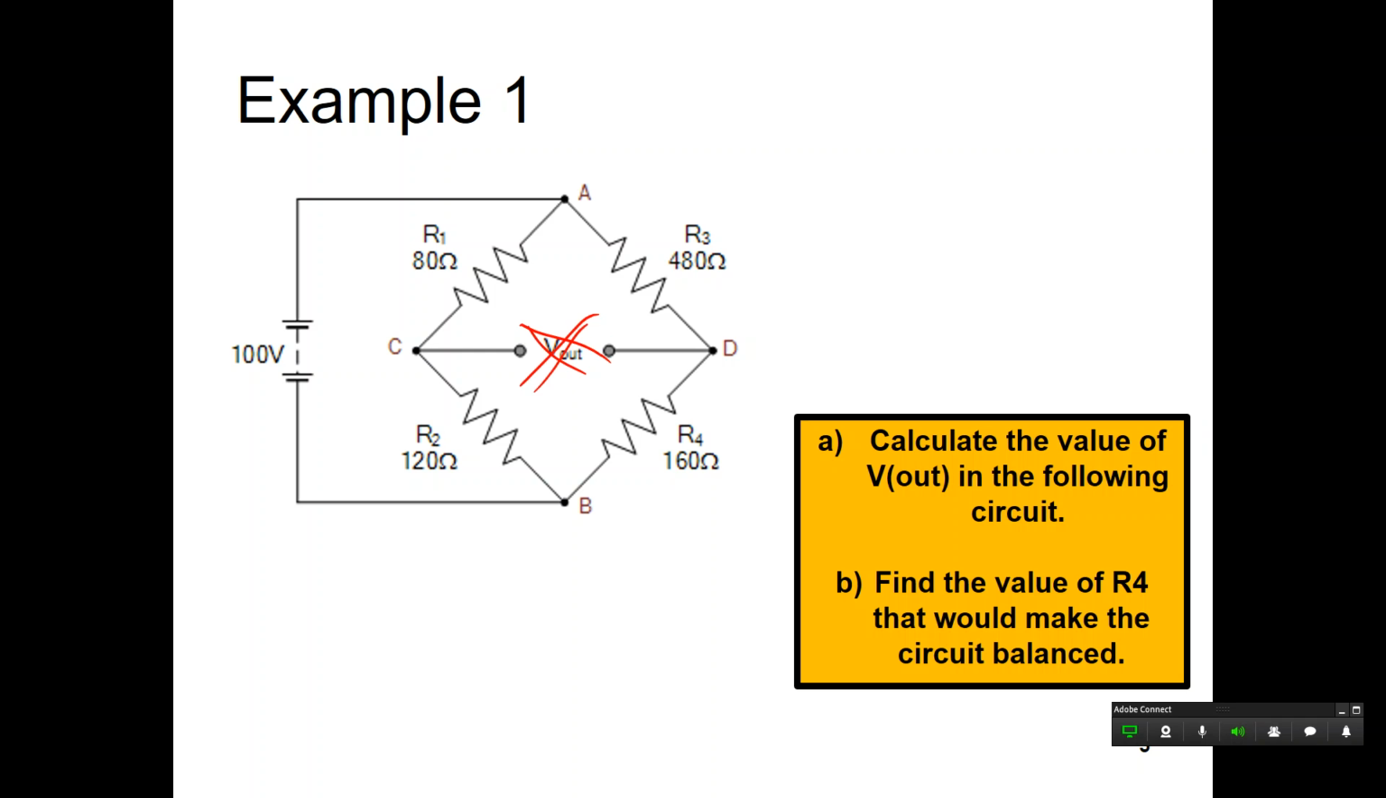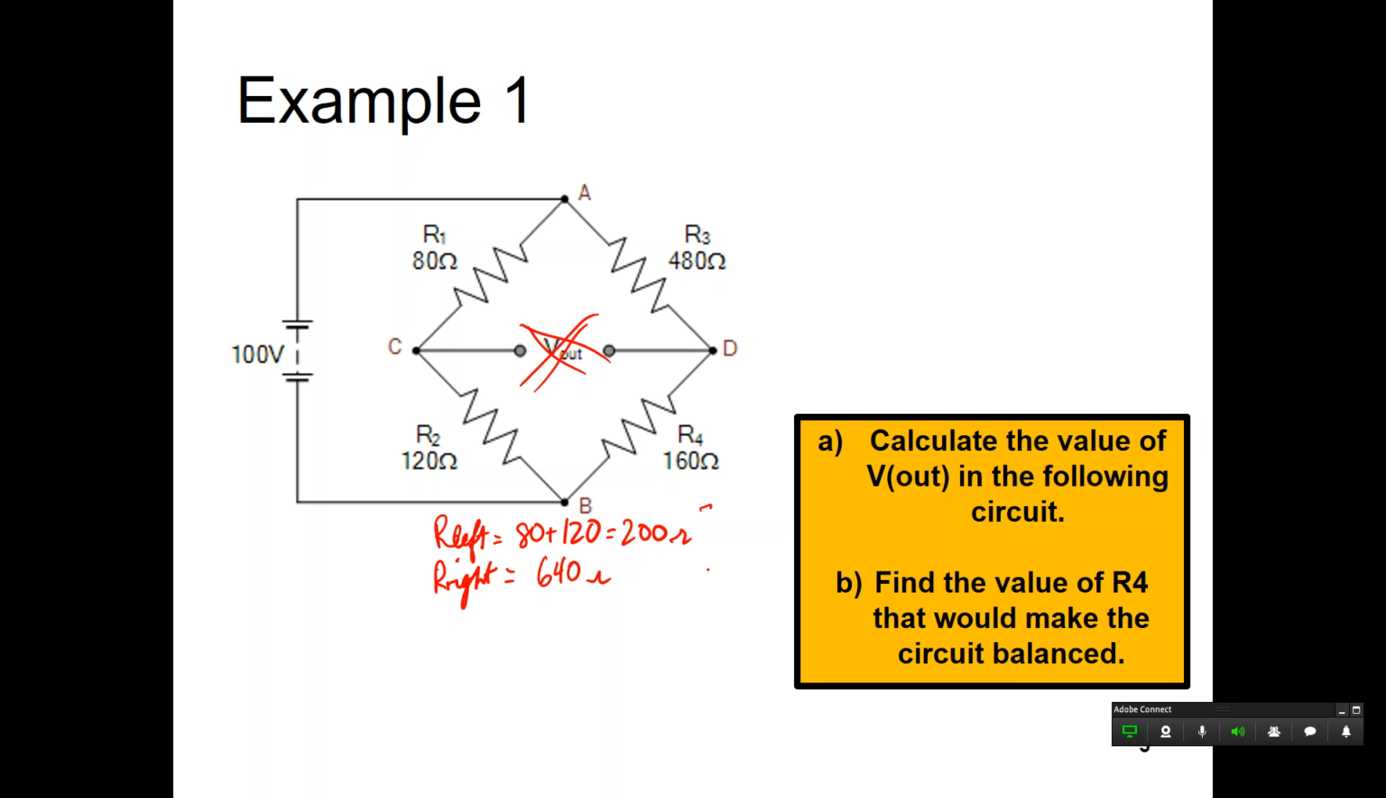So the first thing we need to do is find the equivalent resistance to find the total current. So we're going to do that. R left. So the resistance on the left side here is 80 plus 120, and that's equal to 200. R right is equal to 480 plus 160, which is 640. Is that it?